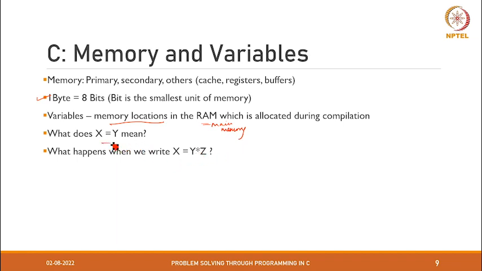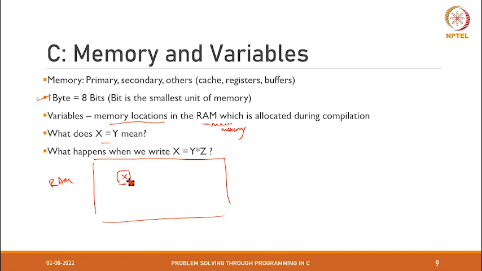What does x equal to y mean? In one of the previous flowcharts, we saw x equal to y. That means, say this entire thing is the RAM, just a rough representation, and we have a variable called x. So this is some memory location in the RAM, which we are calling x.